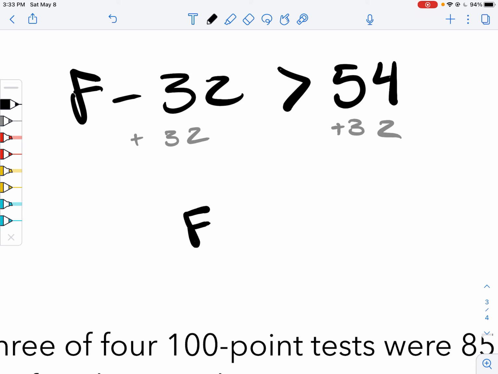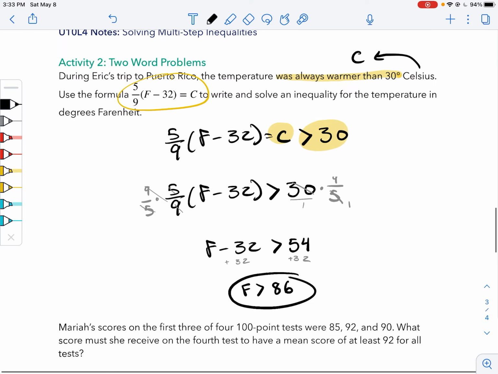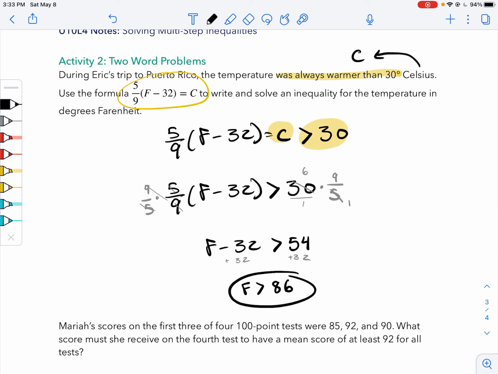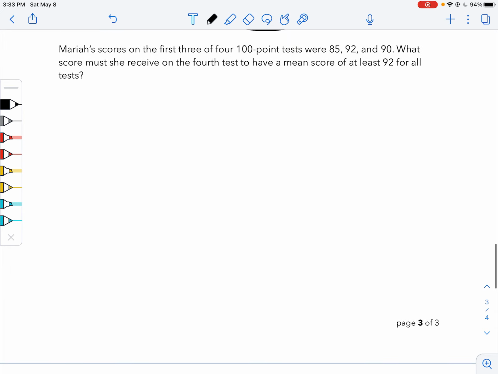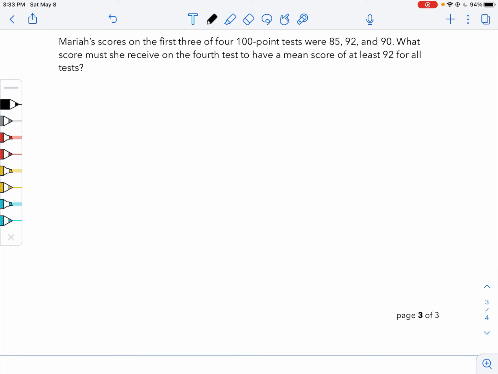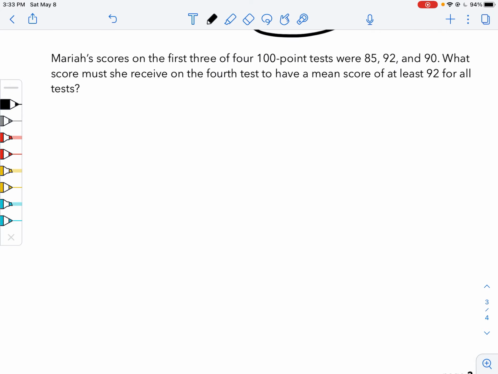So on Eric's trip to, where did he go? Puerto Rico. It was always warmer than 86 degrees. Awesome. Hope you had a great time, Mr. Eric. And finally, back at home, Miss Mariah is calculating the lowest score she needs for her good grade.